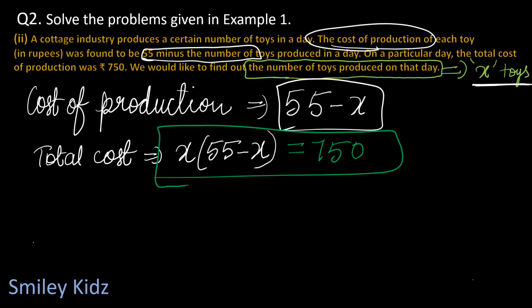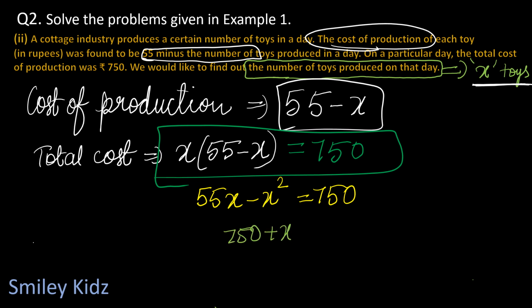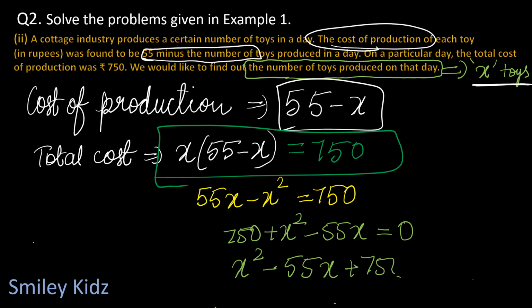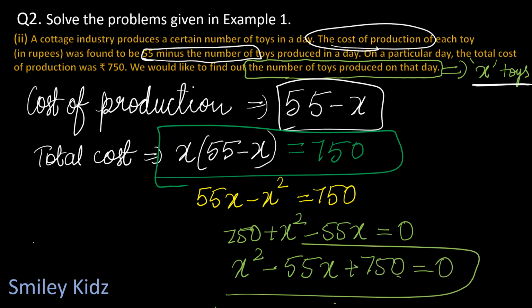750. Upon simplifying this, we'll be able to acquire our quadratic equation. So this turns out to be 55x minus x square equals 750. On further simplification, we get 750 plus x square minus 55x equals 0. This means in standard form, x square minus 55x plus 750 equals 0.